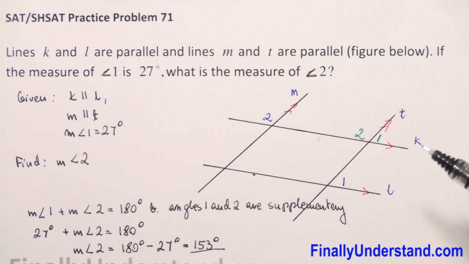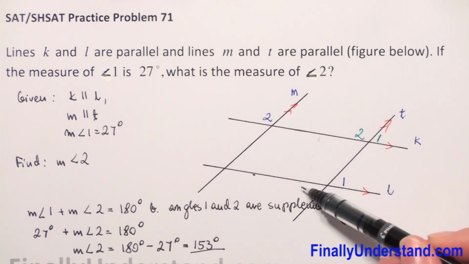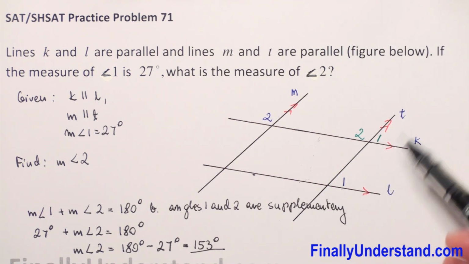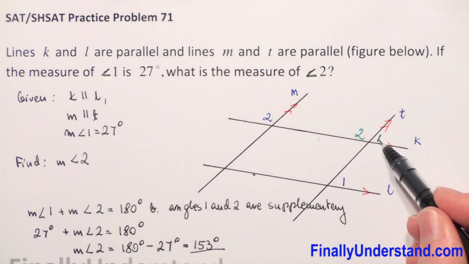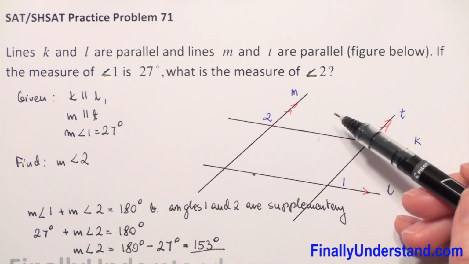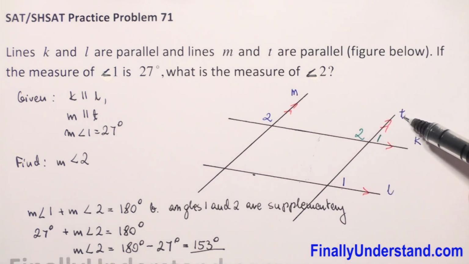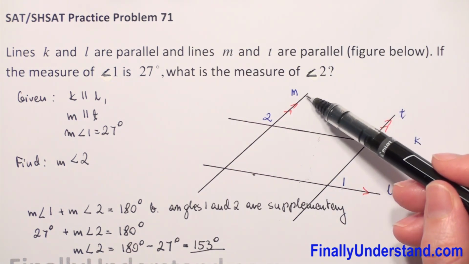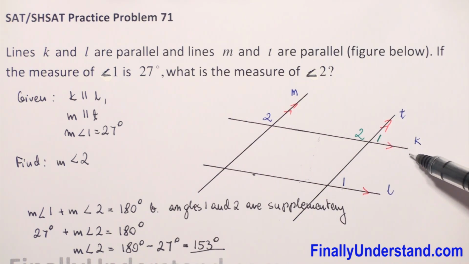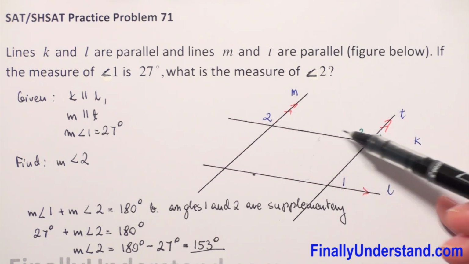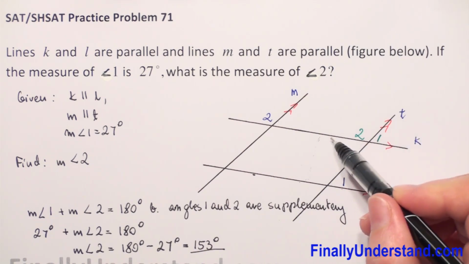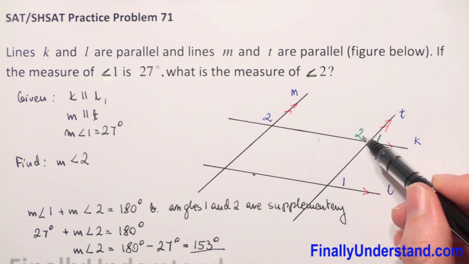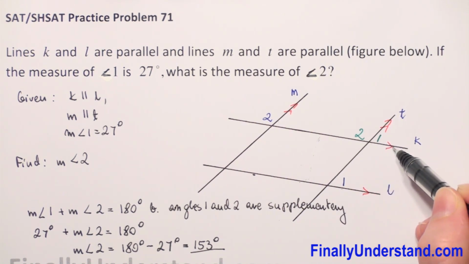One more time, what do we use here? We use that when two parallel lines are cut by a transversal, the corresponding angles are congruent. That's why we can write here that we have also angle 1. And now lines M and T are parallel, and these lines are cut by transversal K. So now again the corresponding angles are congruent. So we have here also angle 2. And now we have supplementary angles. The measure of angle 2 plus the measure of angle 1 is 180 degrees.